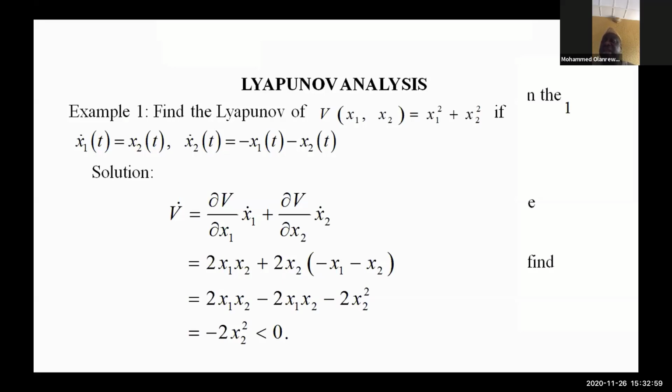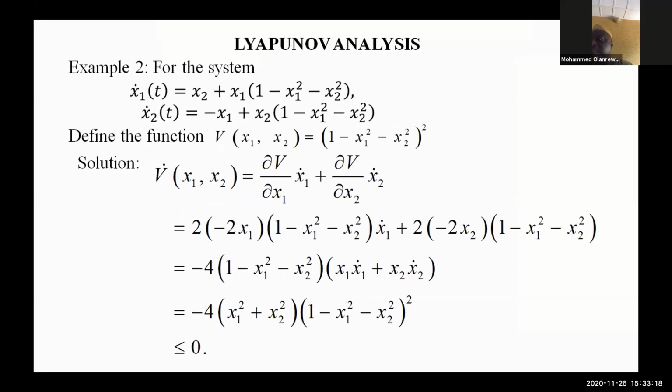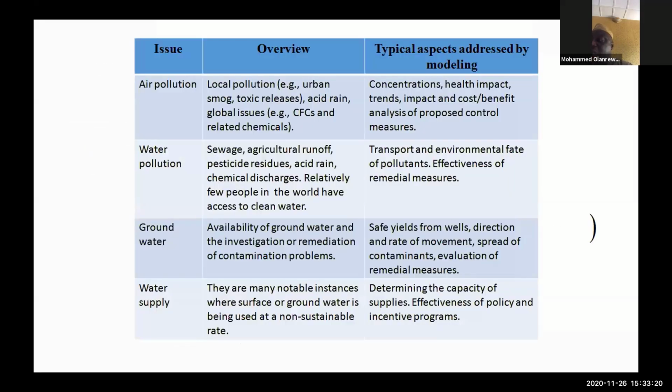The essence of the Lyapunov is, if you want to say categorically that the system is globally asymptotically stable, then you use this. That is, after getting your equation, you find the V of the first one, and that's just an example there. And then example 2 also there.